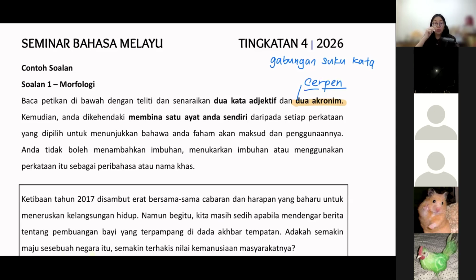I'm taking from the words suku kata. Cerita pendek, I take the pen, so it becomes cerpen. So this is called acronym, gabungan suku kata. Always remember, I write down here.